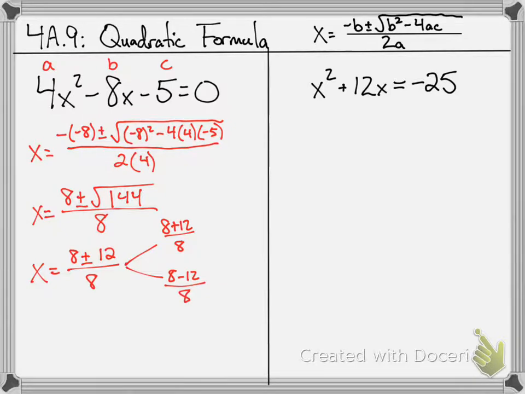So again, we're going to branch it off here because everything's an integer. It's all rational numbers. We can go ahead and simplify and get 2 very nice clean answers. So when we do this, we end up with 20 over 8, which is the same thing as 5 over 2.